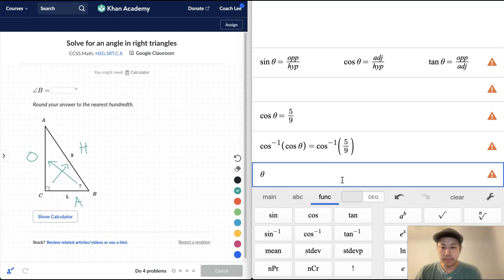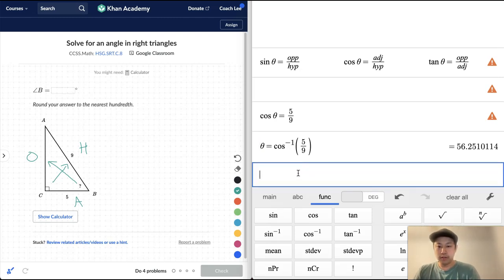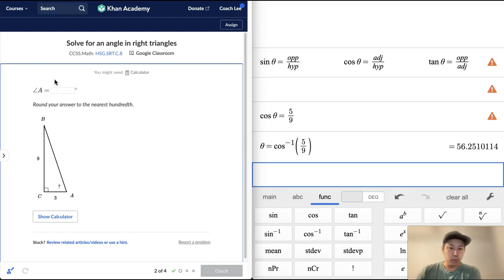That's what it looks like: inverse cosine of both sides. Now we have theta all by itself, so I can edit this. Inverse cosine of cosine just gives me back theta. So there we go, inverse cosine of 5/9. The calculator will do the work for you: 56.25. We want to round to the nearest hundredth, which is two decimal places. So 56.25. Let's see if that's right. Good. Let's do maybe one or two more.